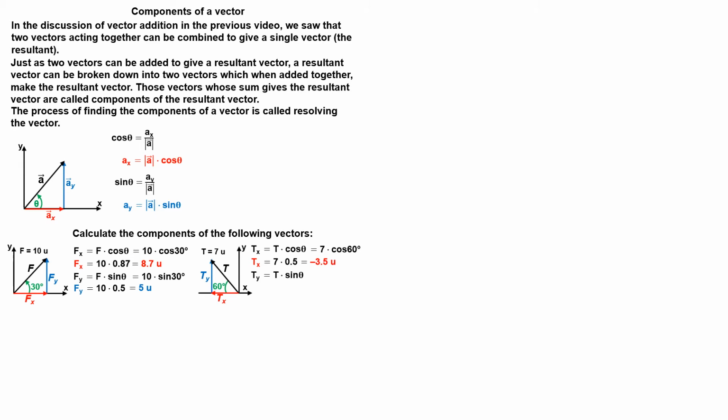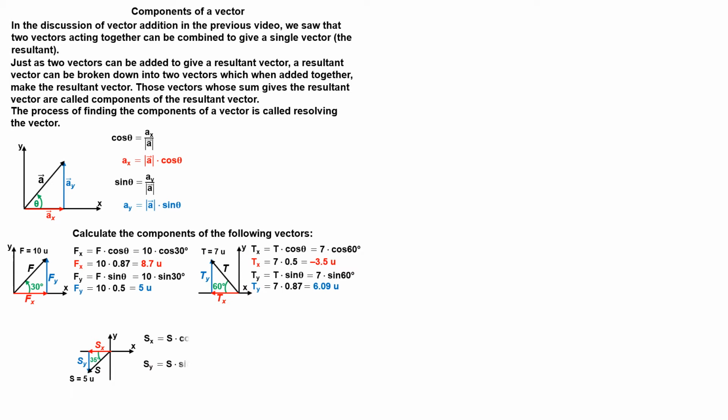To find the y component, replace t with 7 and theta by 60 degrees. Use your calculator to get the sine of 60 degrees and perform the calculations. The vector s has a magnitude of 5 units and it makes an angle of 35 degrees with the x-axis. Always start by drawing the components and take the equations.